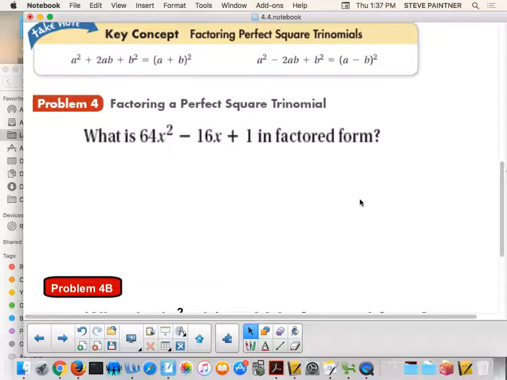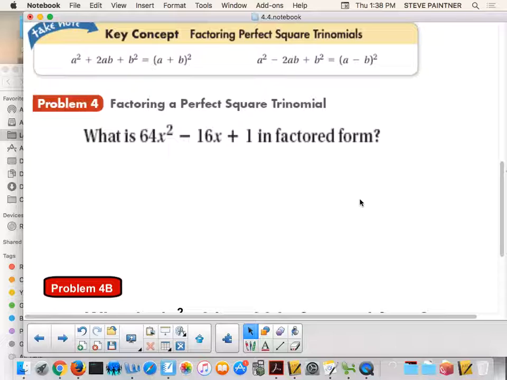So what was the first thing you did? Got the square roots of the first and second one. Is that the first thing you checked for? Did anybody look for a GCF? You should have. What goes into 64, 16, and 1? Just 1. That doesn't help you. No GCF.